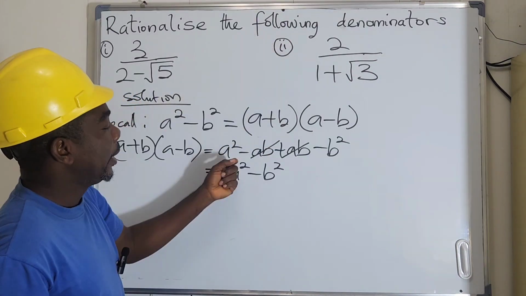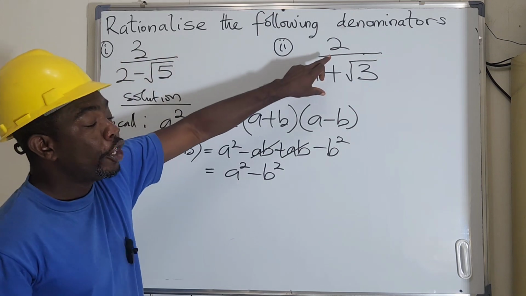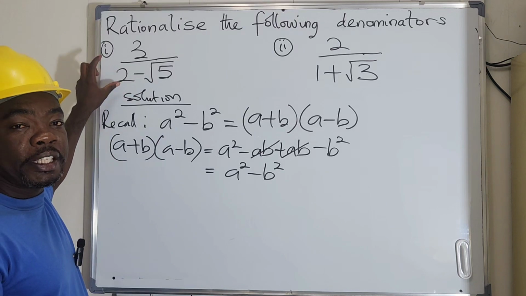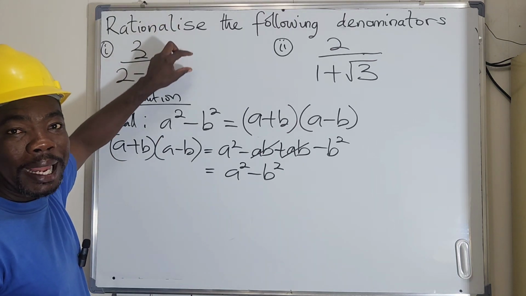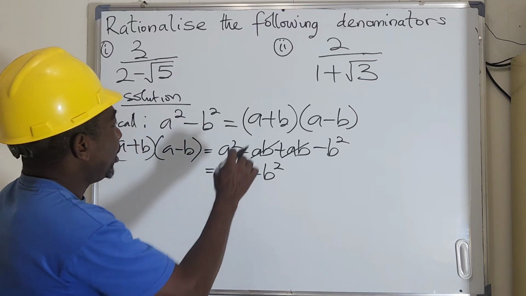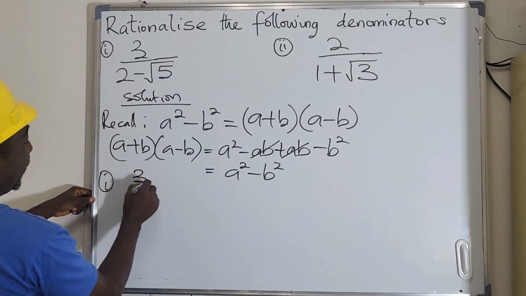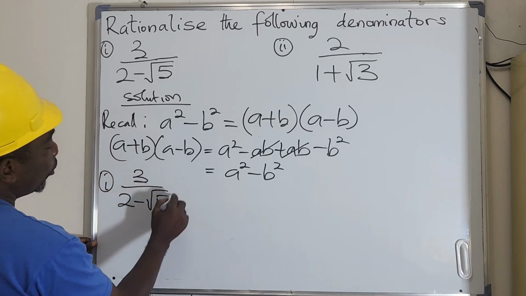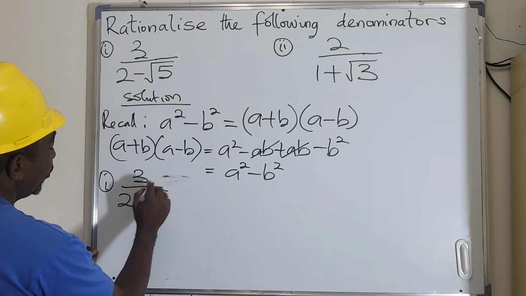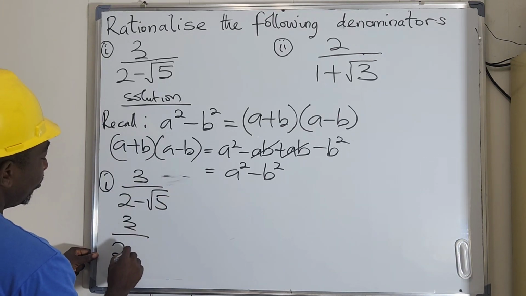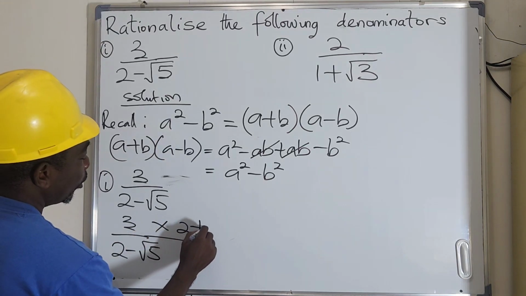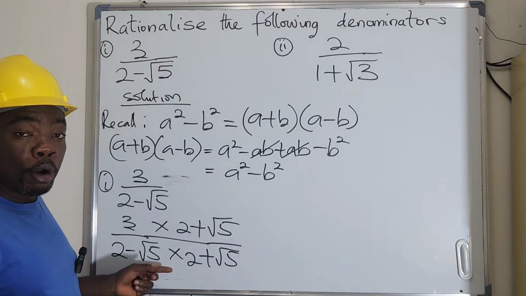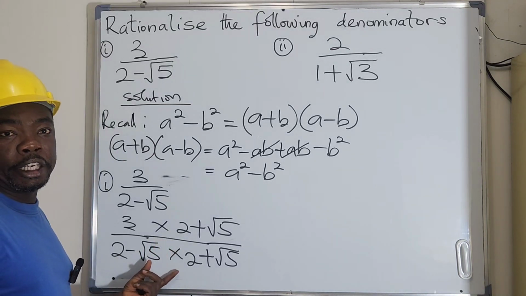What we are dealing with is having to rationalize the denominator, meaning that we will want to multiply the numerator and the denominator by the conjugate of this denominator. So all that means is, when we have 3 all over 2 minus root 5, for us to rationalize this, it's going to be 3 all over 2 minus root 5 times 2 plus root 5 over 2 plus root 5. So what we are doing now is to multiply by the conjugate of the denominator.